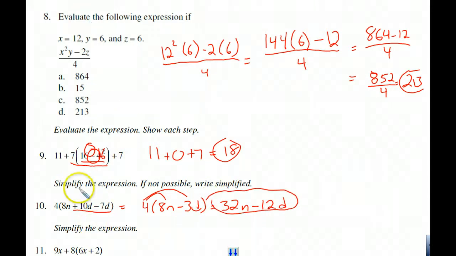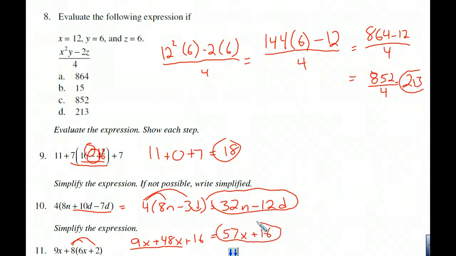Alright, our last one here, we'll distribute first. So we'll have 8 times 6x, 48x, and 8 times 2, which is 16. So we have 9x plus 48x plus 16. Alright, so the 9x and the 48x we can combine, which will equal 57x, and then the plus 16 will stay the same. Anytime they have the same variable and the same exponent, we can add or subtract them together.